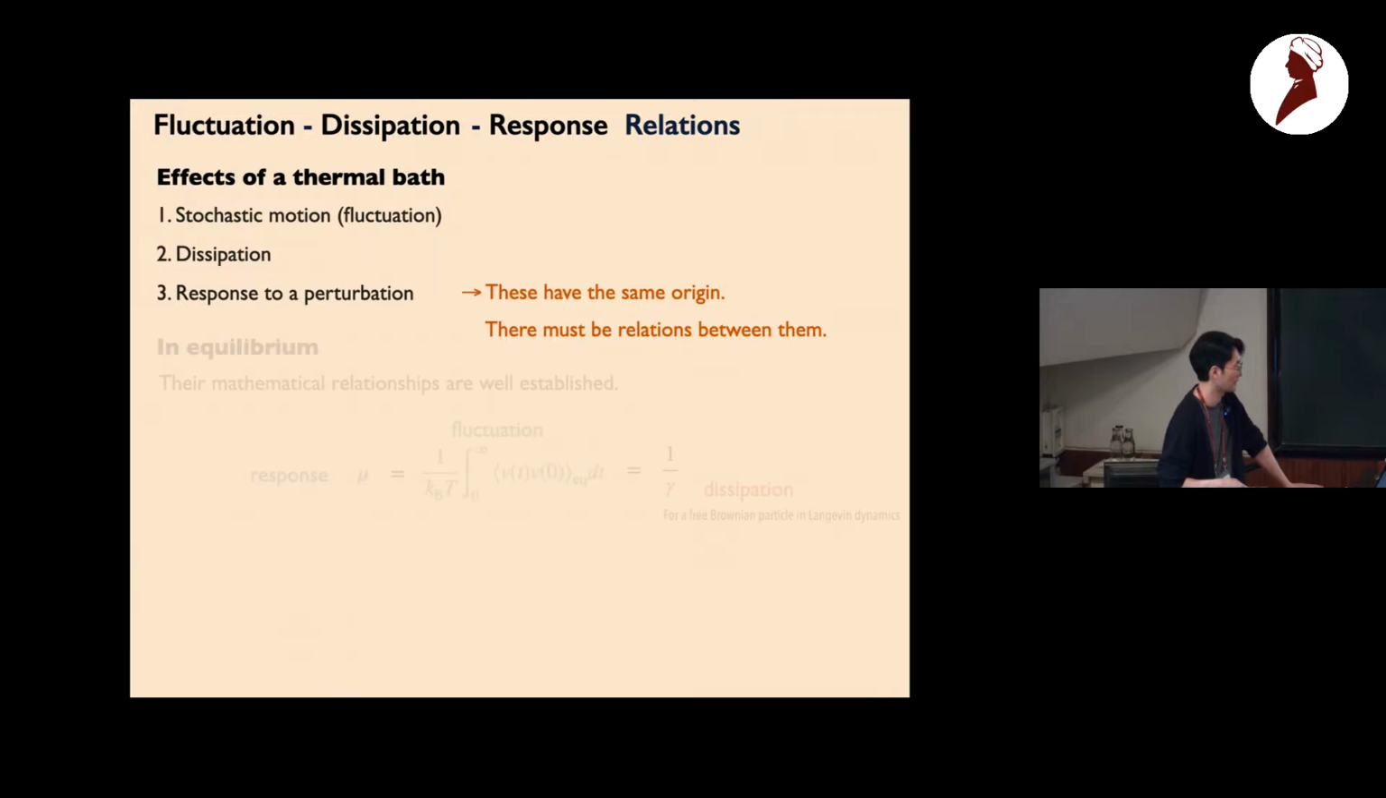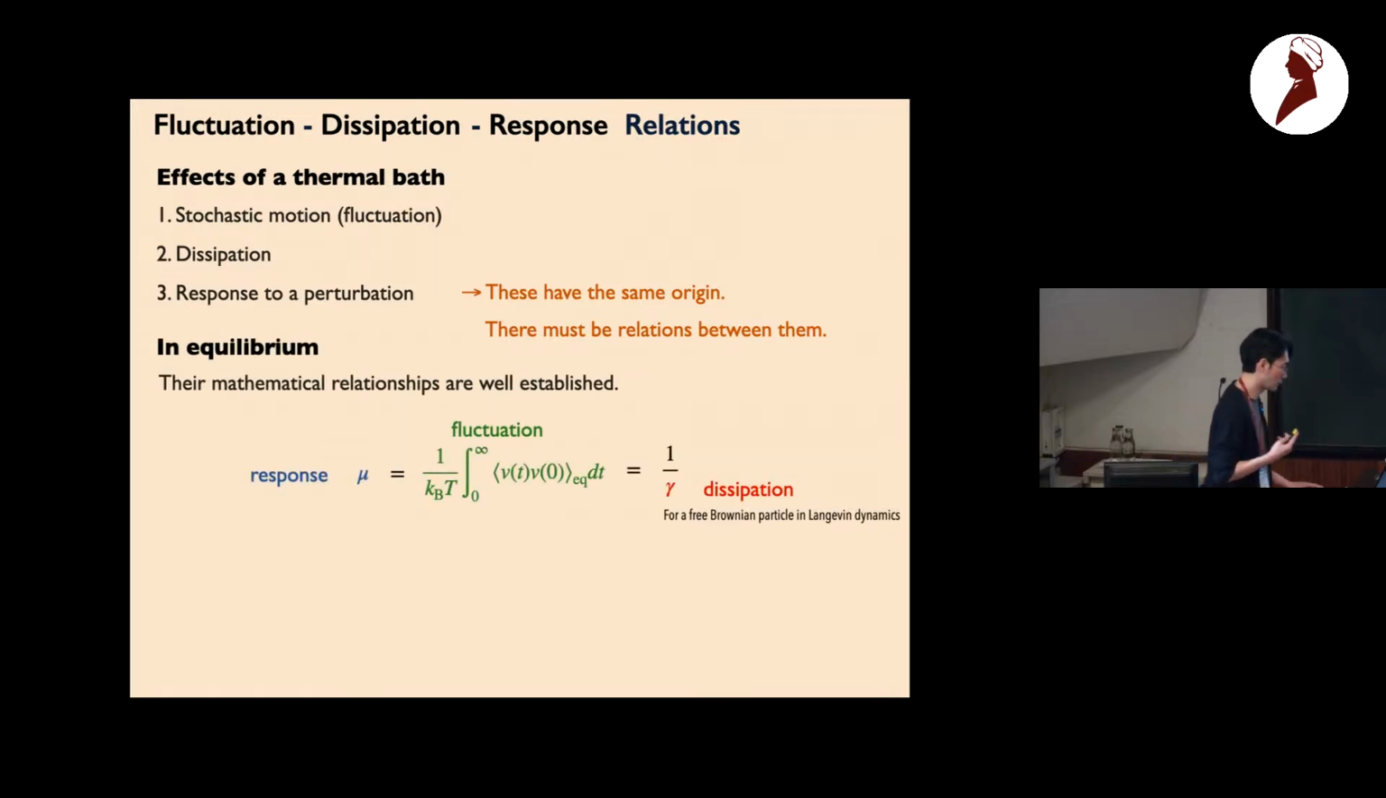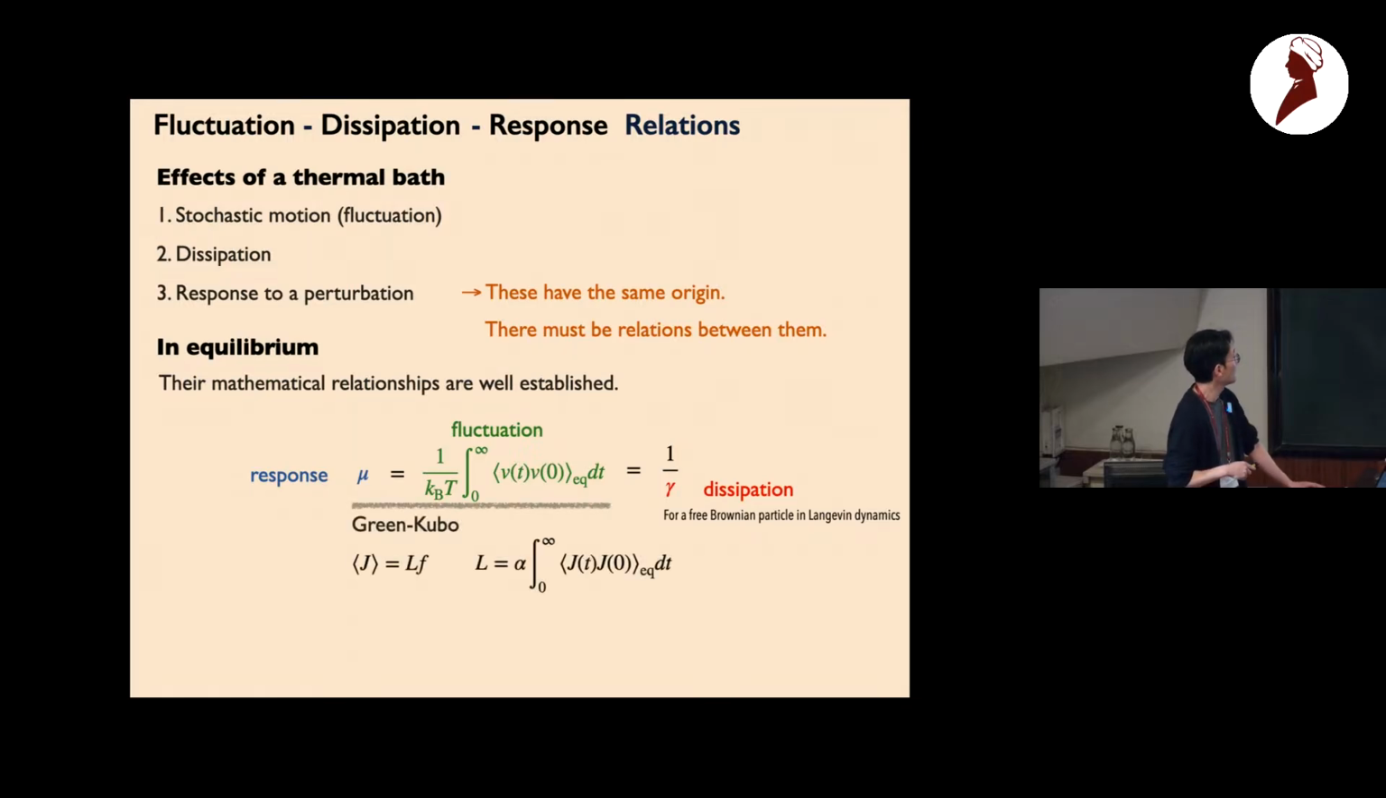You know well about this. Indeed, in equilibrium, their mathematical relationships are well established. This is one example. This is a response, and it is given by the velocity-velocity fluctuation, and it is equal to 1 over the dissipation coefficient. In such a way, they are related. And this is the well-known Green-Kubo relation. That means the mean current is given by this value.